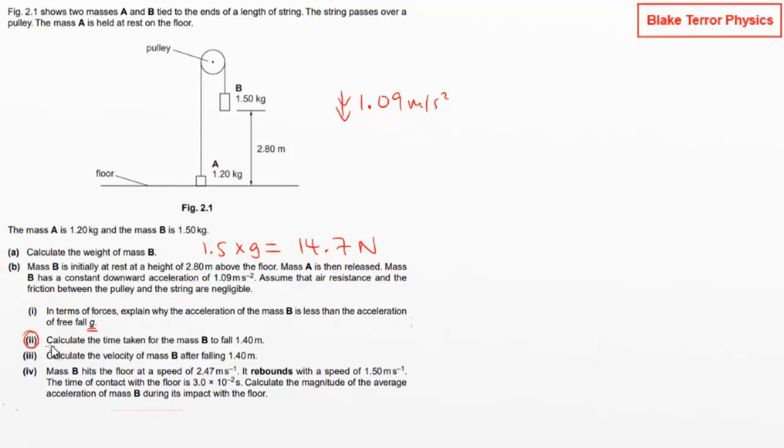Next up, calculate the time taken for B to fall 1.4 meters. So we can use our s = ut + ½at². Admittedly, we can go through where this comes from. We tend to use this formula when we're moving between acceleration and displacement.